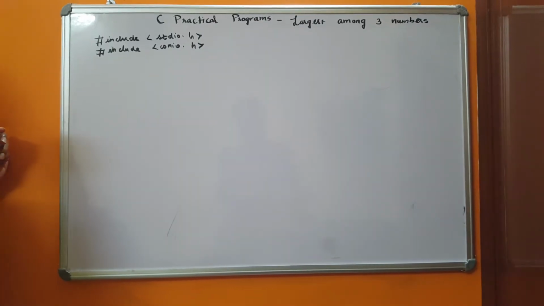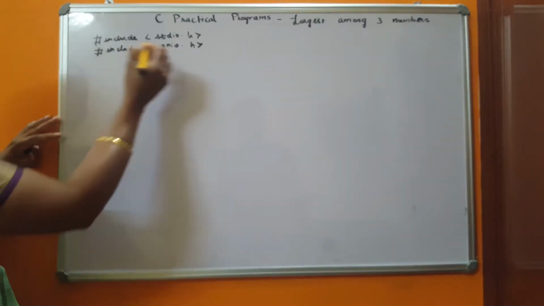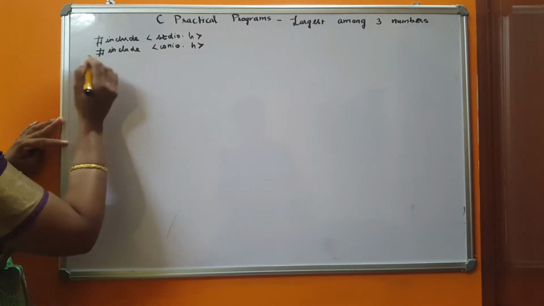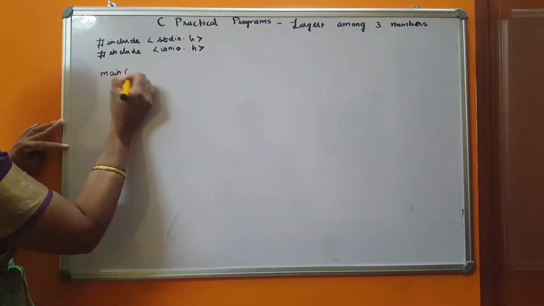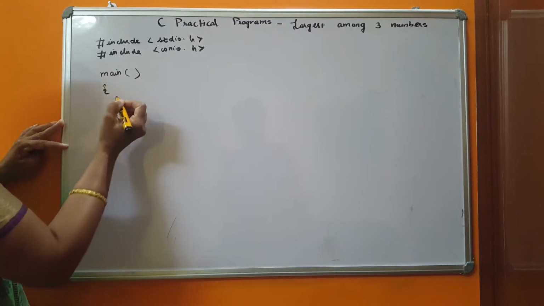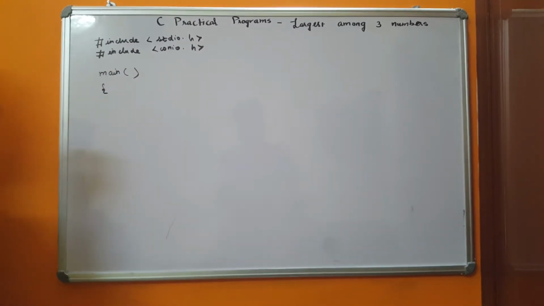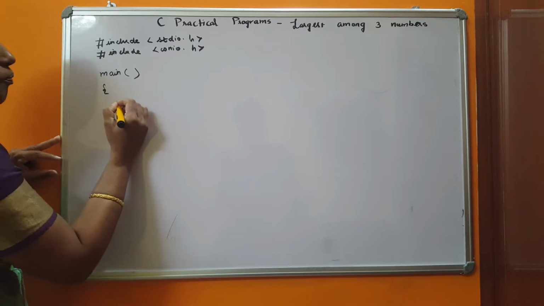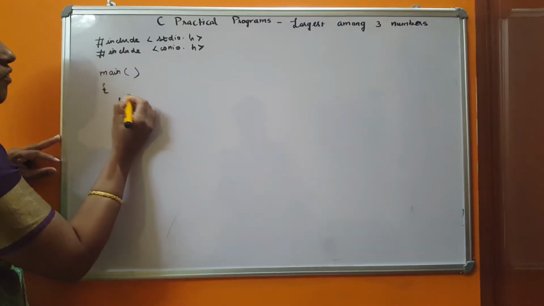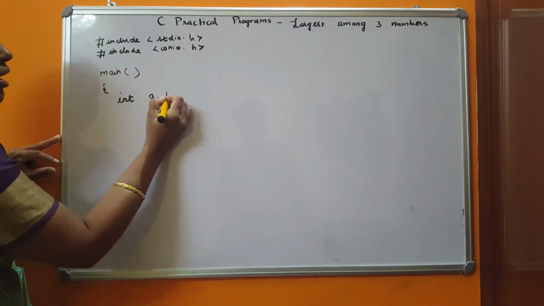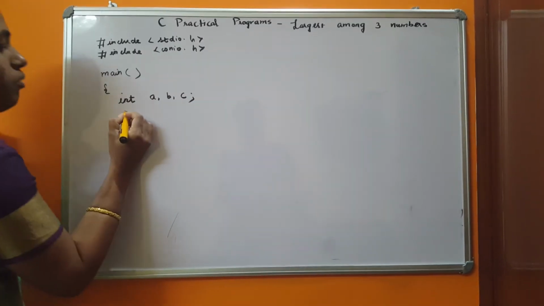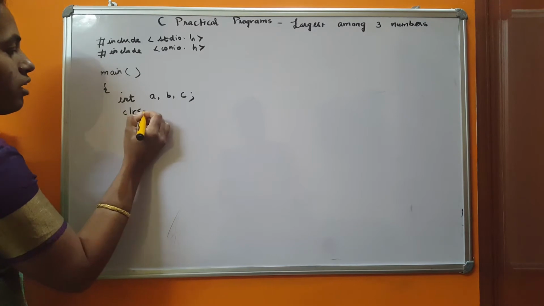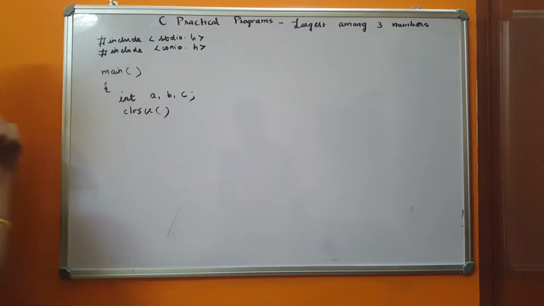stdio.h is used for input output functions. conio.h is used for clear screen. Then we start the main function. To find out the largest among three numbers, we need three inputs. So first we declare the variables int a, b, c. The next one is clrscr(). It is used to clear the output screen.